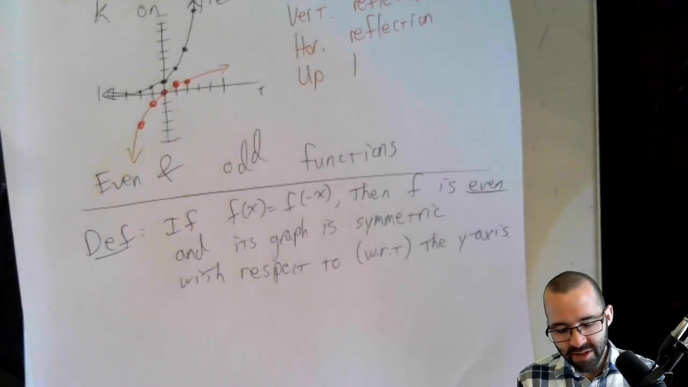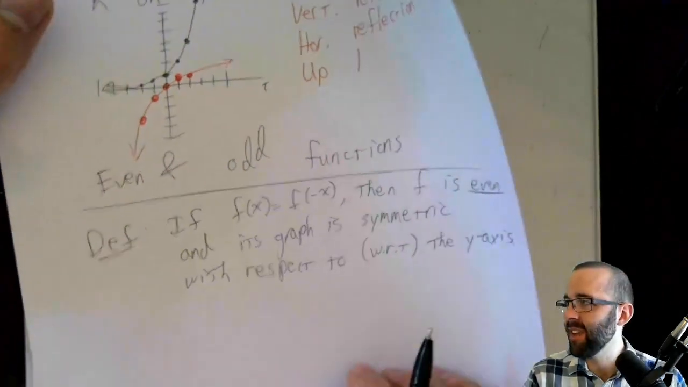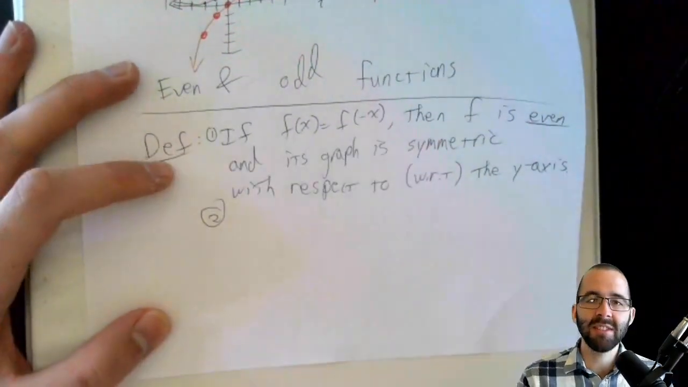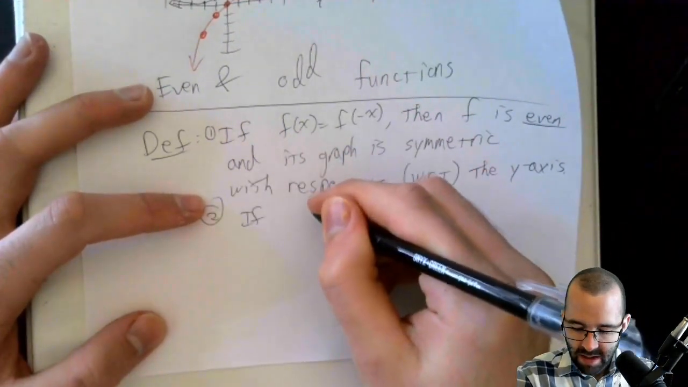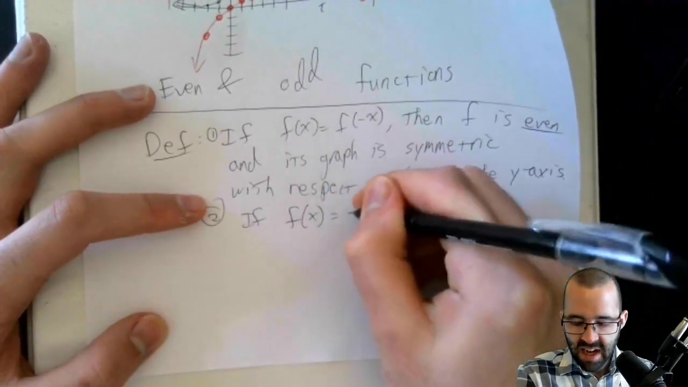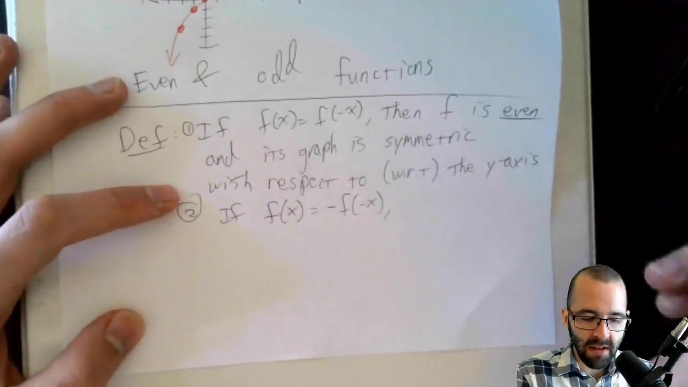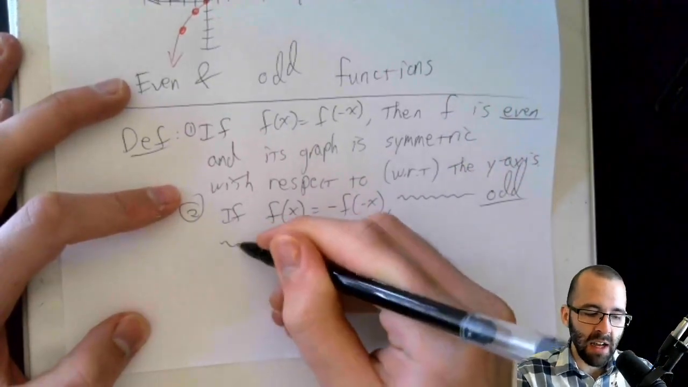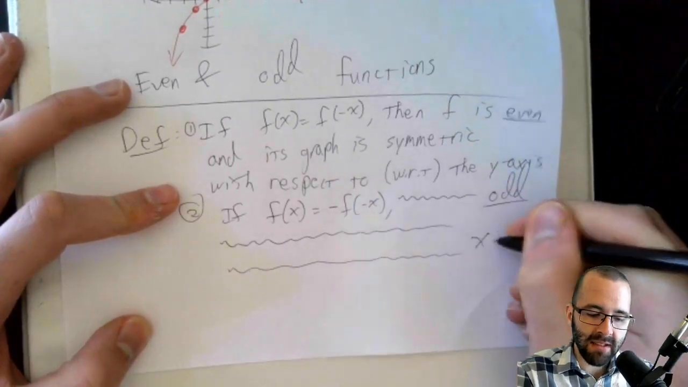So now there's a very similar, but not really that similar, definition. That's the first definition, little number one. We got a second definition, the second part of the double-double. If f of x equals negative f of negative x, then f is odd. I don't have to write the whole thing. And its graph is symmetric with respect to the x-axis.